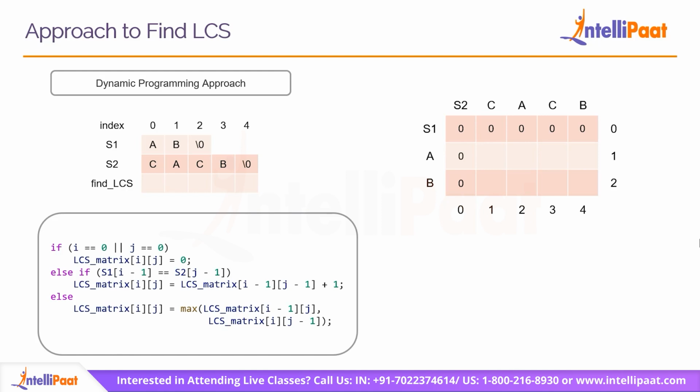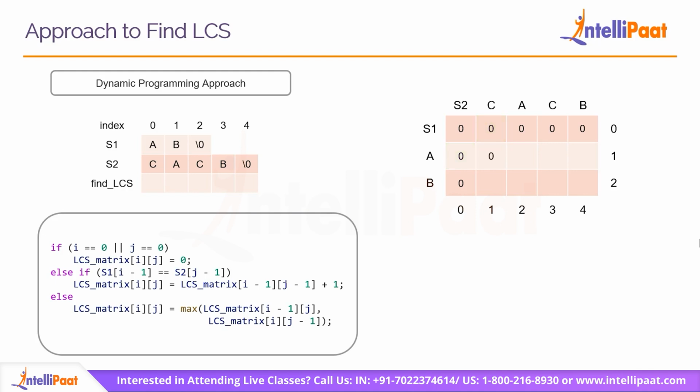So it takes us to the else if part. Here we are comparing S1 of I minus 1, meaning S1 of 0, which is A, with S2 of J minus 1, meaning S2 of 0, which is C. Both of them are not equal, so we move on to the else part. Here we take the maximum of the value present in the cell above the current cell and the value present in the cell to the left of the current cell. In our case, both of those values are 0. So the maximum will be 0 and it will be stored in the cell 1,1.